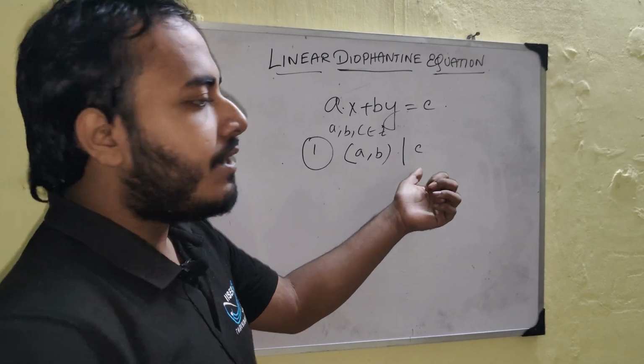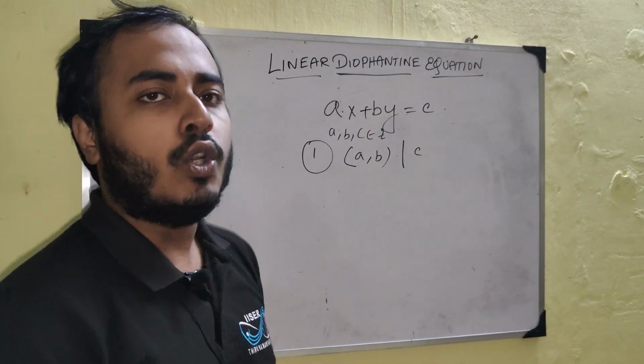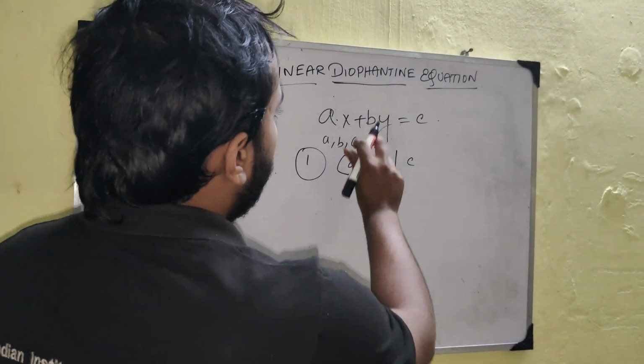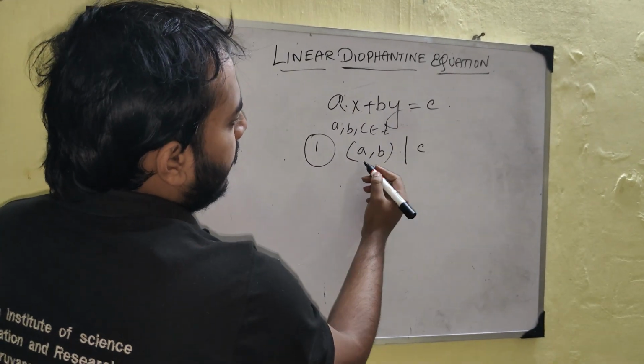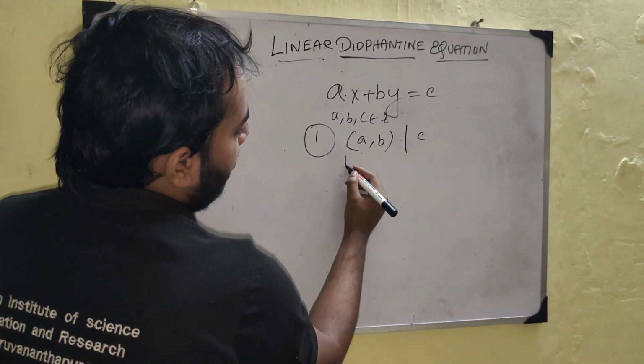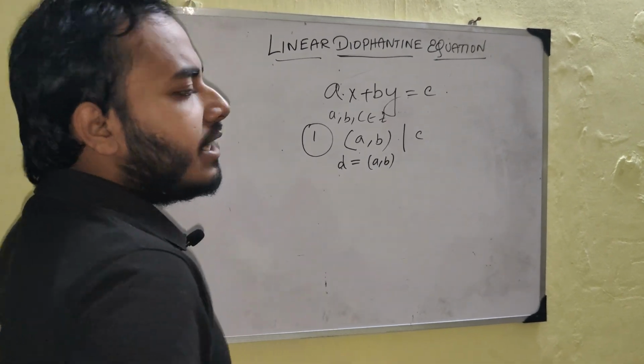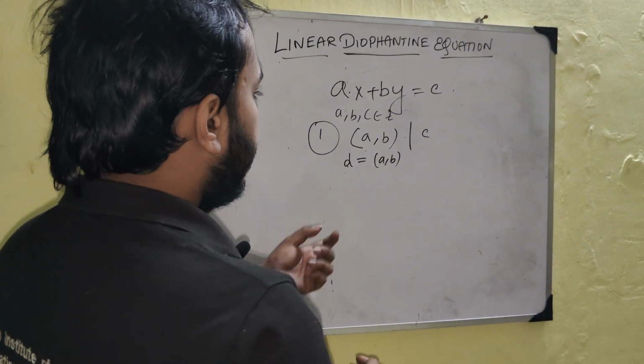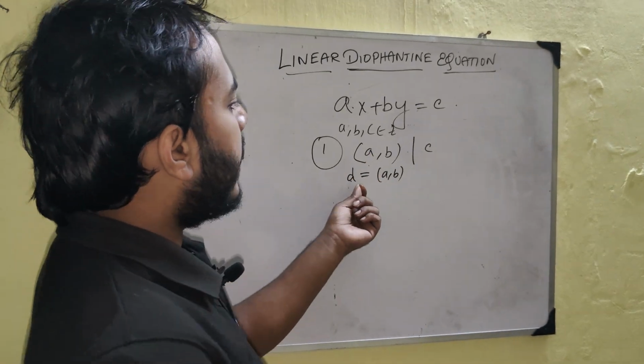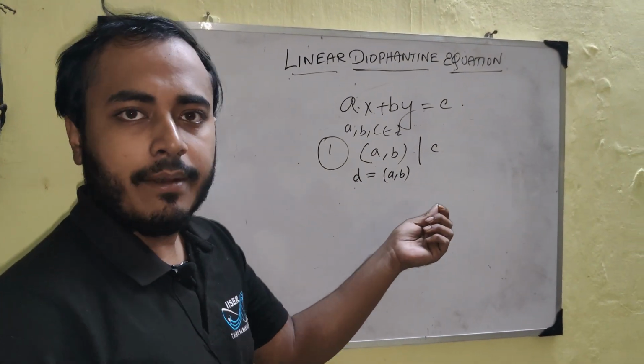And if it doesn't divide c, then this equation has no solutions. Now, how can we do this? Let me say that the GCD is of a comma b. Let d be the GCD. What does GCD actually mean? Well, that would mean that d is the highest factor present in both a and b, right?